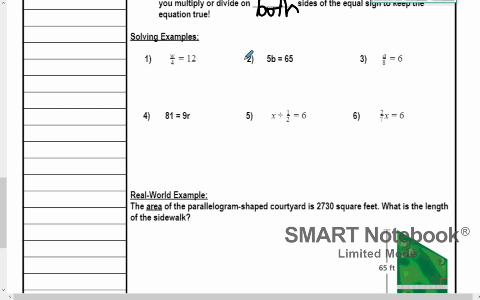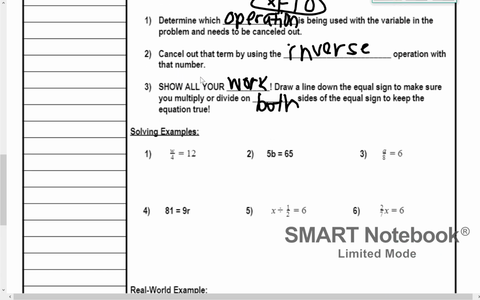So we have w fraction bar 4, so w over 4 equals 12. Now, the first step was to determine what operation is being used, so the operation in the problem is division. So the way we undo that is multiplication. Remember, we show multiplication, and this also is non-negotiable, meaning that you cannot choose to do it another way. You will get points off.